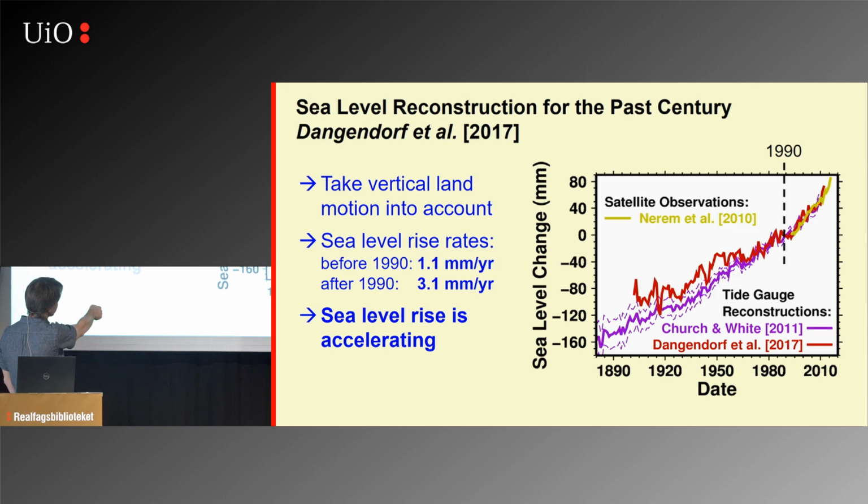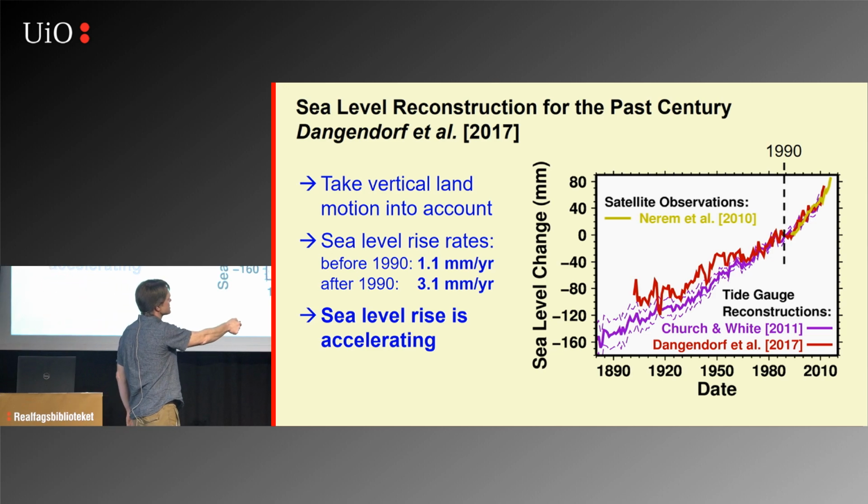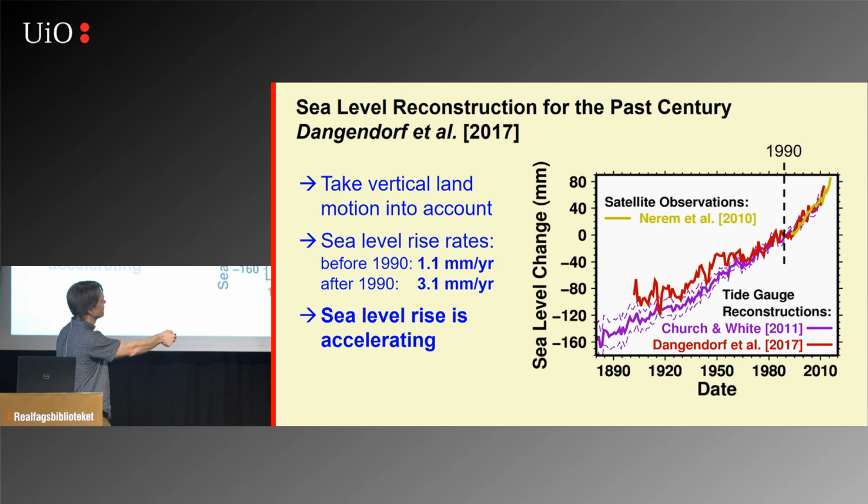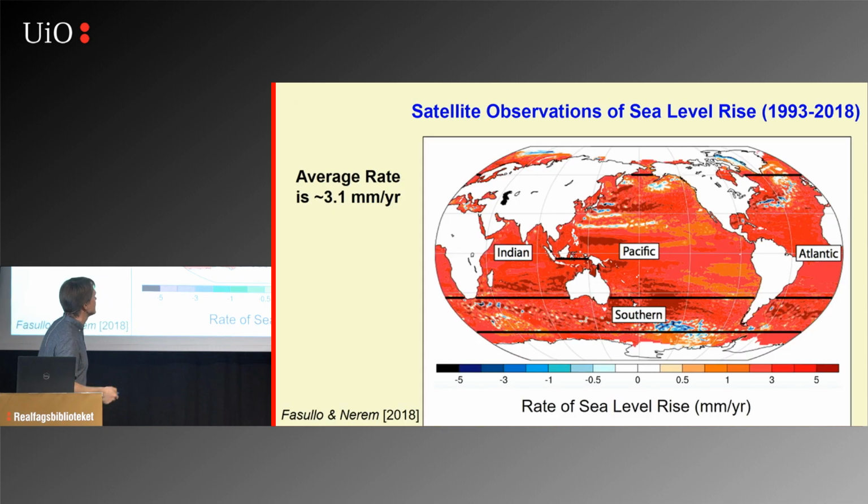You have a factor of 3 increase before 1990 and after 1990. Okay, and then this yellow curve, since about 1992 or 3, we have satellites that actually measure the elevation of the sea surface everywhere, and you can get satellite measurements. So those are thought to be pretty good estimates, and it's comforting that all of them show the same trend.